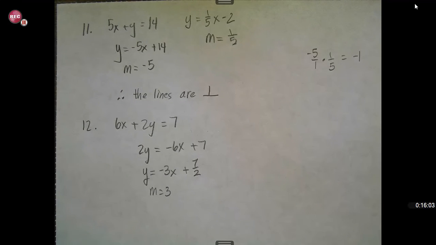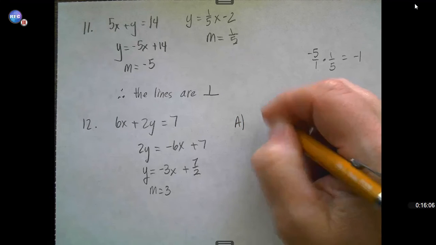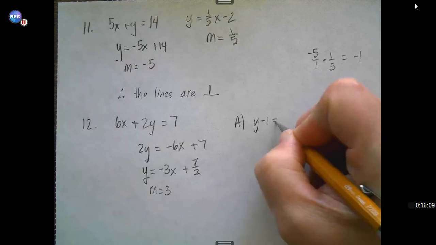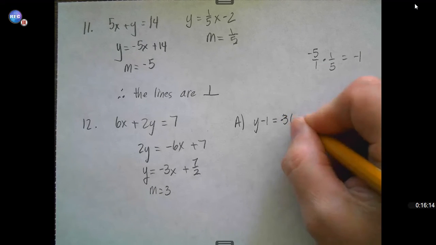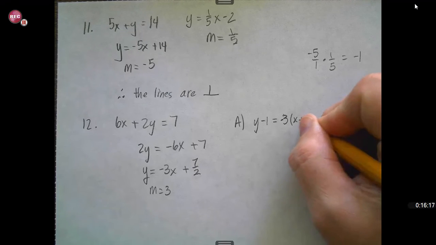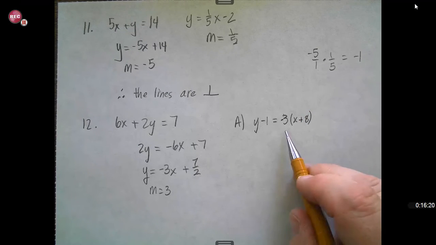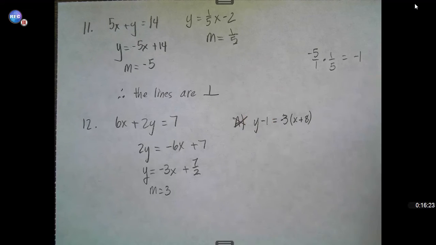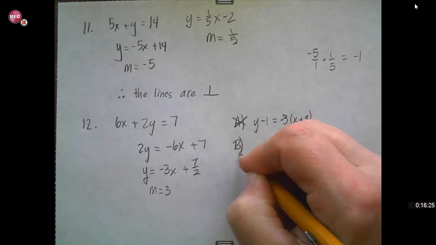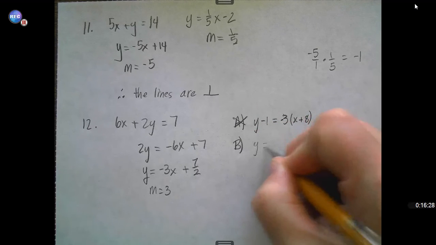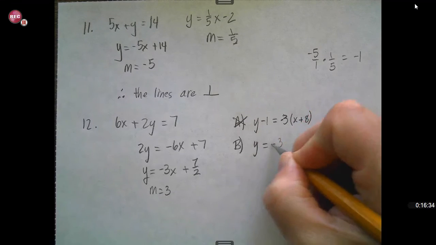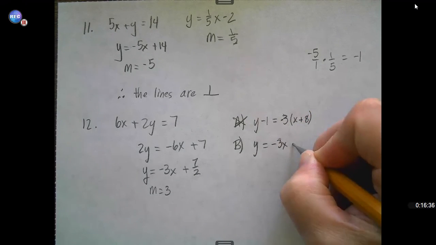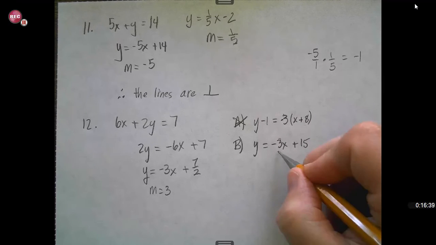Then I look at my multiple choice options. I'll just write them down. The first one is y minus 1 equals -3 times x plus 8. And this slope is -3, this slope is 3. Those aren't parallel. So that's not the answer. The next one is y equals -3x plus 15. And again, the slope here is -3.